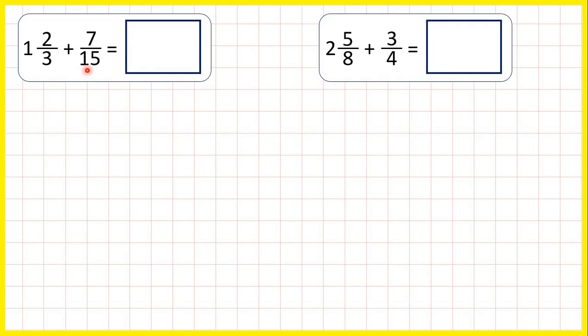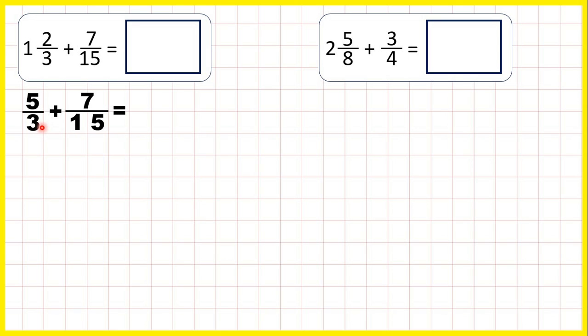So here we're still adding a fraction to a mixed number, but now we're going to solve these problems by changing our mixed number to an improper fraction. So as an improper fraction, 1 2/3 is 5/3, because 1 times 3 is 3, plus 2 is 5, and the denominator stays the same.